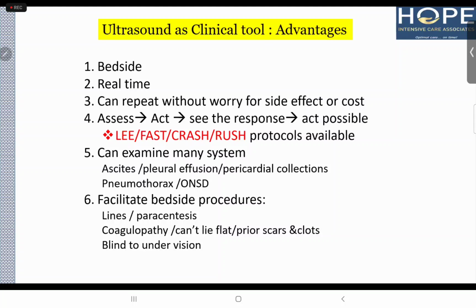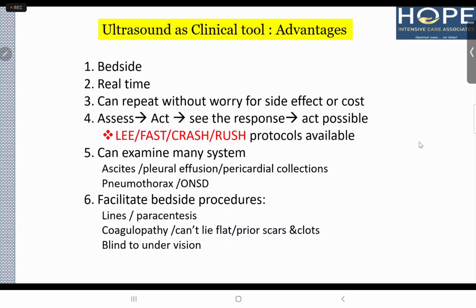You can't detect wheezing from ultrasound. You can't detect evolving cardiogenic asthma from ultrasound. So this is an add-on tool, not a replacement of your basic clinical skills that you have acquired till now. You can examine multiple systems. Don't jump to a conclusion by looking at one point. It facilitates bedside procedures as we have discussed.